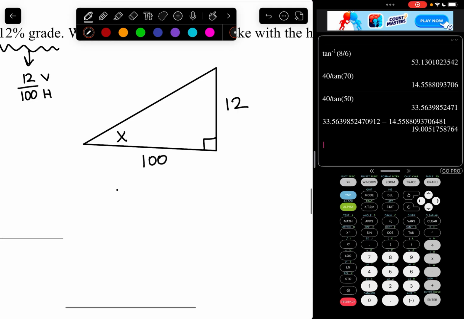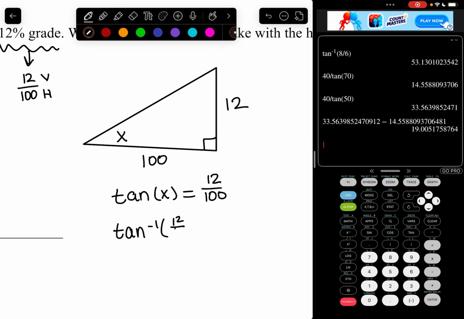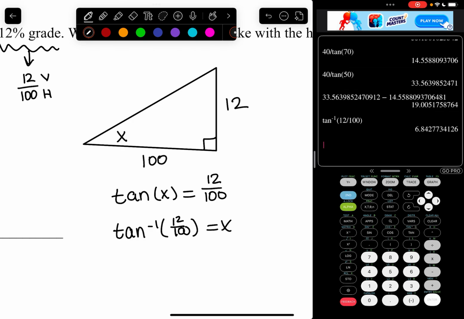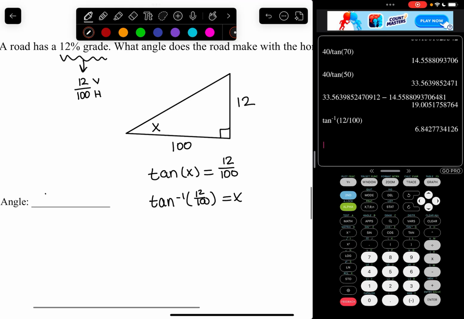Now, I'm going to be able to use tangent because I have opposite and adjacent. So tangent of x is going to equal 12 over 100. I'm looking for my angle, so I have to use tangent inverse. I've got second tangent of 12 over 100, and that is going to give me 6.8. So that angle of elevation is 6.8 degrees.